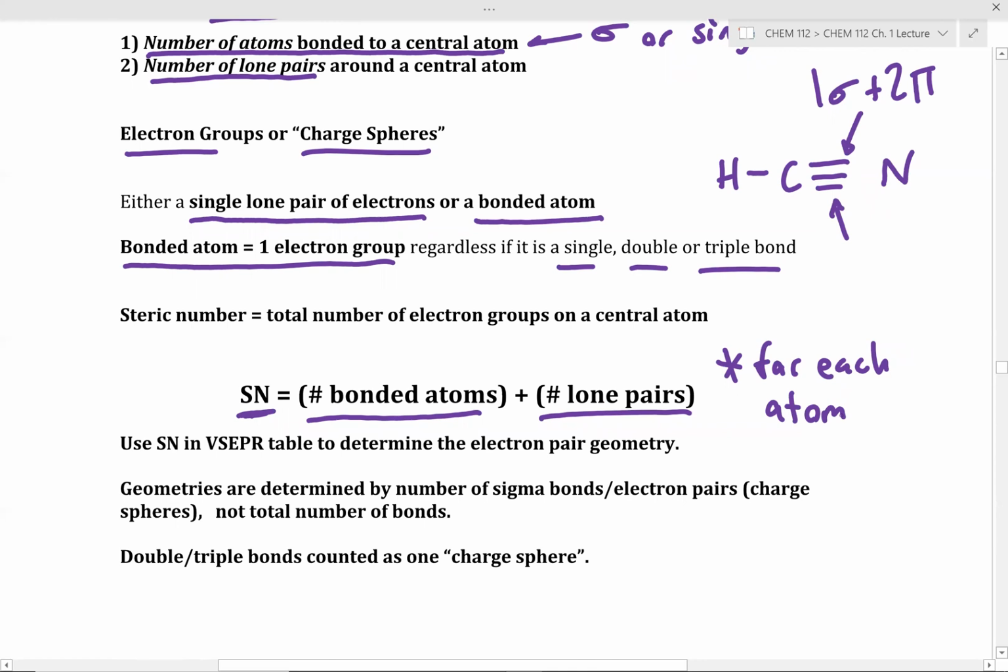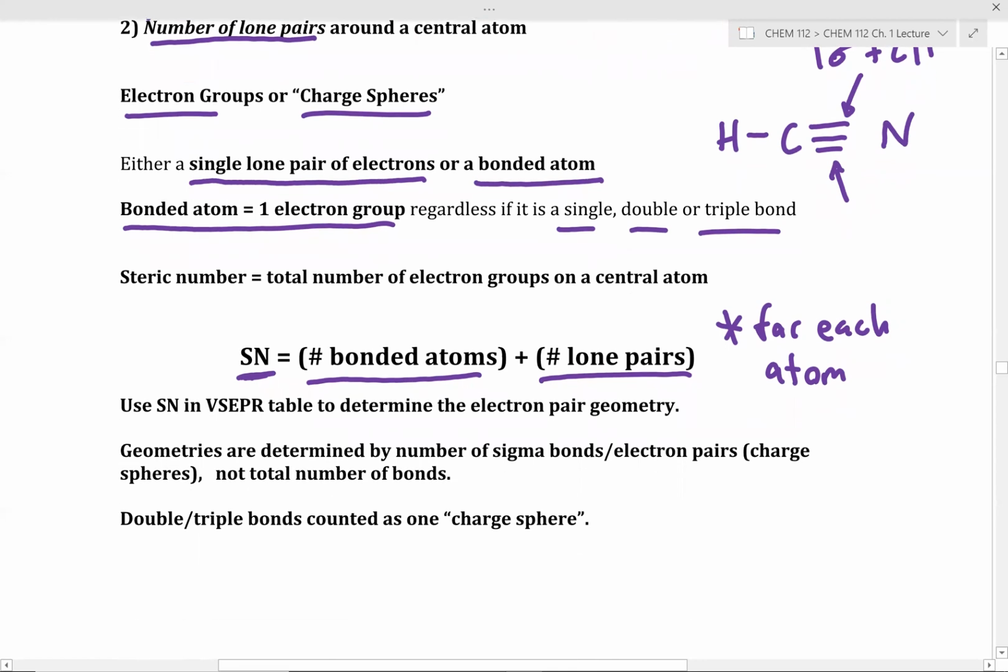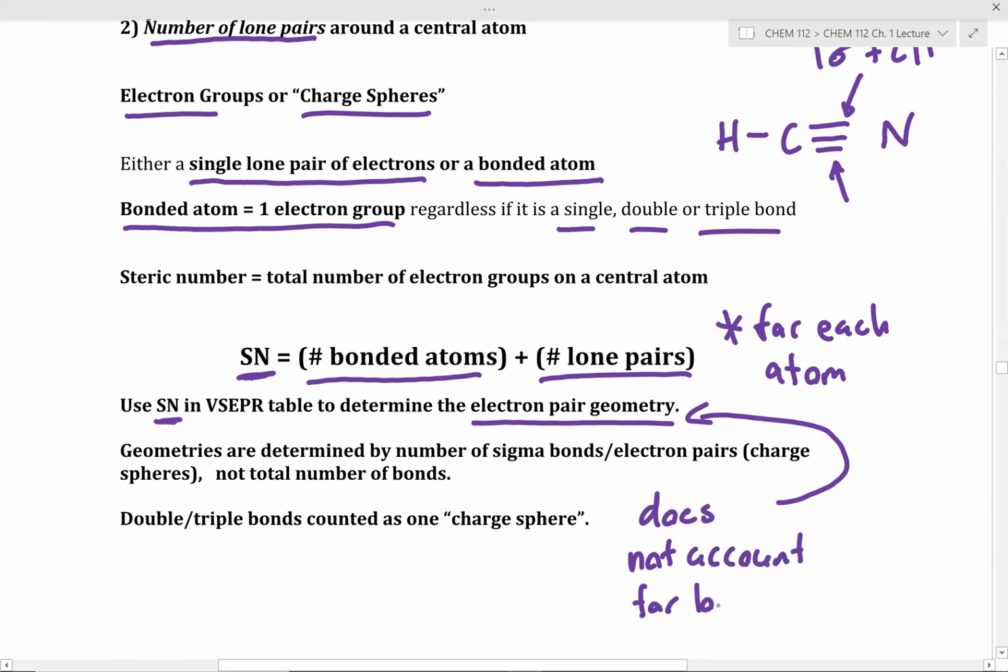What we're going to use is there's a direct correlation between the steric number and what's known as the electron pair geometry. The distinction between electron pair geometry and molecular geometry is that the electron pair geometry does not account for lone pair repulsion. So the electron pair geometry is reflective of the rough molecular shape.